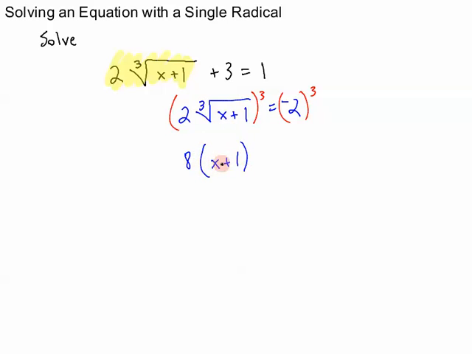So I have 8 times the quantity x plus 1 equals negative 8. You could distribute the 8 and solve it that way, but I will divide both sides by 8 since it works out very nicely. So you end up with x plus 1 equals negative 1. And subtracting 1 from both sides, x equals negative 2. Here you do not need to check your answer because cube roots do not have any domain restrictions. So for odd roots you do not need to check your answers, but for even roots you do because even roots have domain restrictions.